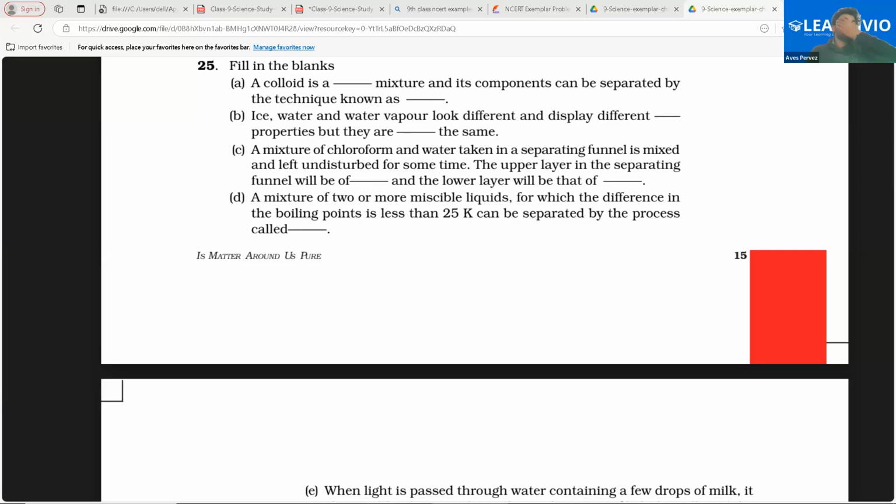We are talking about "Is Matter Around Us Pure?" So how can we set?